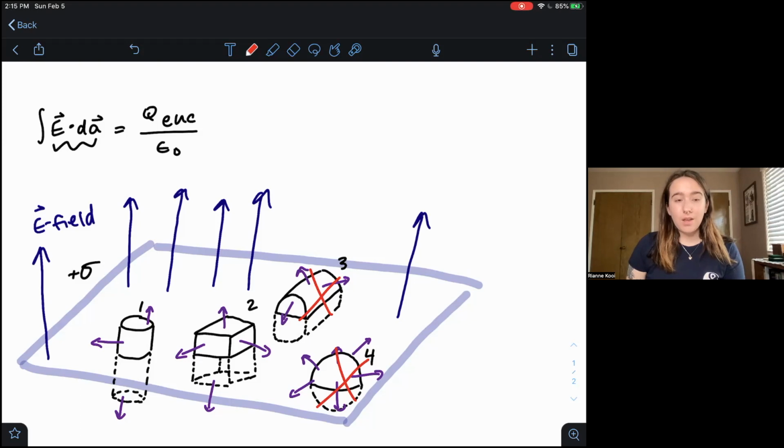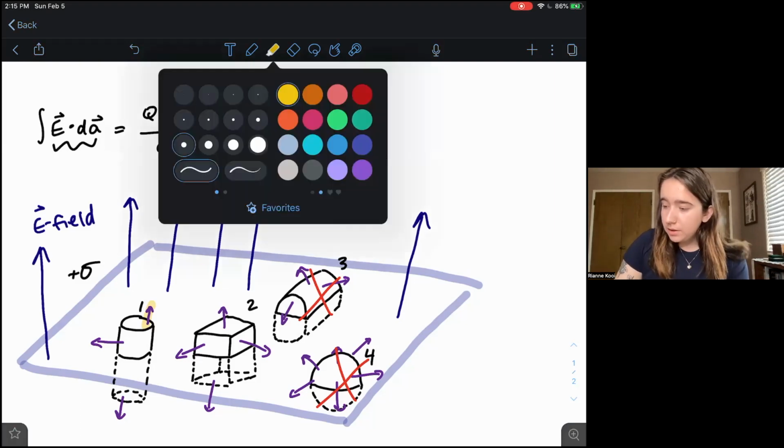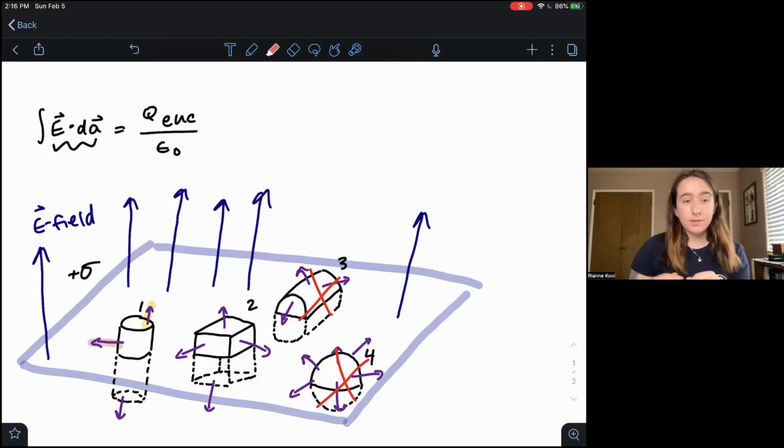So I'm going to tell you why 1 is our better option. 1 has this dA vector right here, I'm going to highlight it instead, that is going in the same direction as our electric field. So that's great. And then on our second surface, which is this curved edge that encompasses the cylinder, this one right here, I'm going to use a different color, this one is actually perpendicular to the E field.